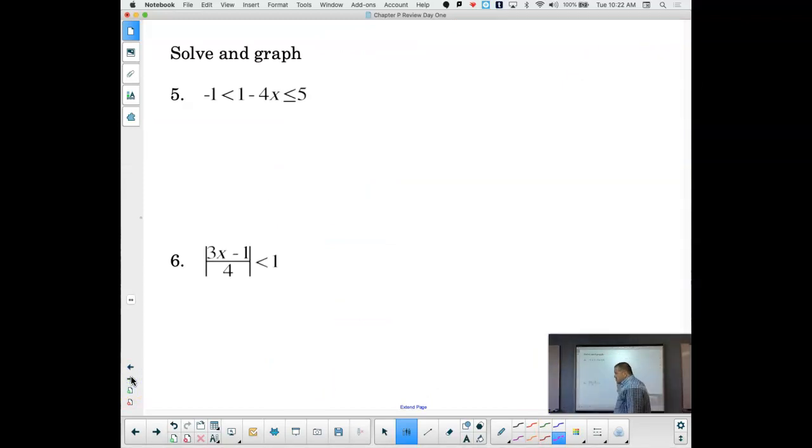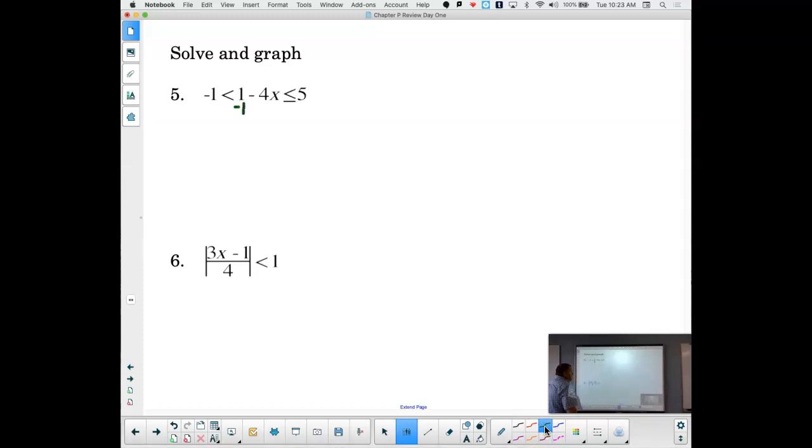Last 2, and then we'll open the floor to questions. The last 2, we didn't really do a lot of compound inequalities like in number 5, so we wanted to get one out here right away. And then we also have an absolute value inequality, just because those are a little bit more involved, a little bit more detailed.